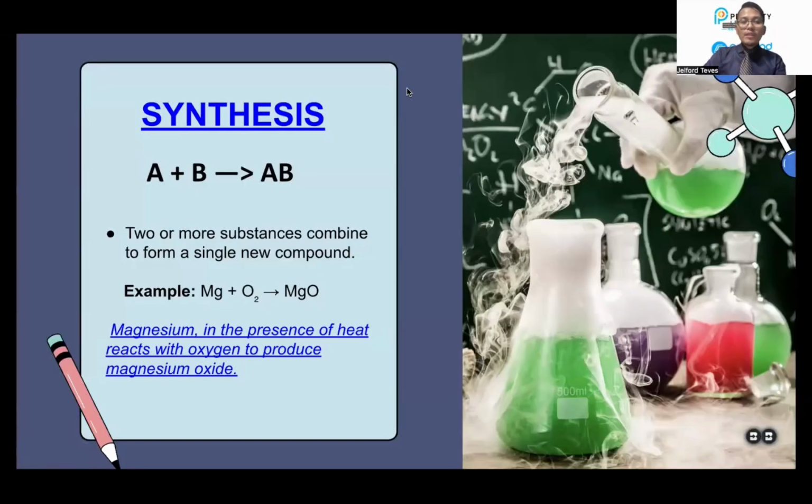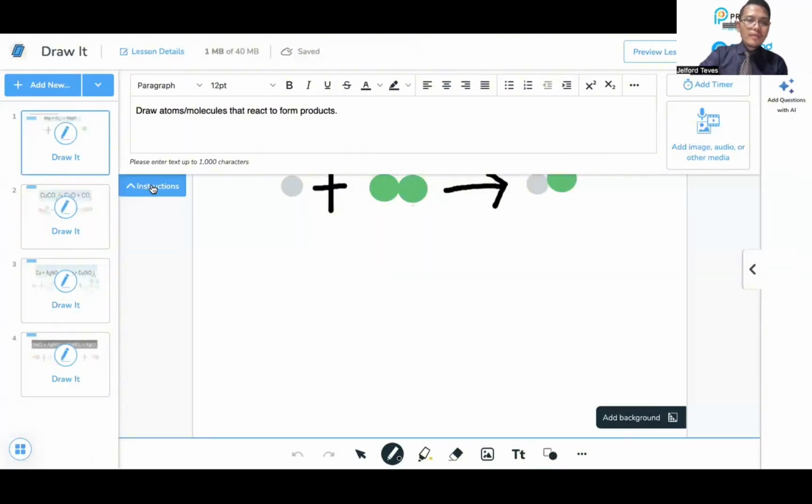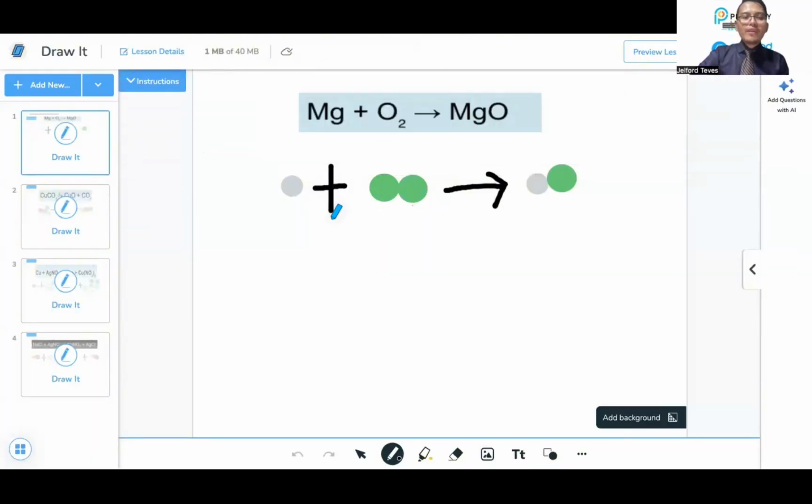And just a quick activity, let's go ahead and draw it. Let's try to figure out what happens with magnesium and oxygen at the molecular level by drawing the atoms that are involved in this chemical reaction. So I'm going to ask for a volunteer to draw magnesium. All right, very good. There you have it, Jessica. Thank you. So magnesium is this one right here. Thank you, Jessica, for drawing that.